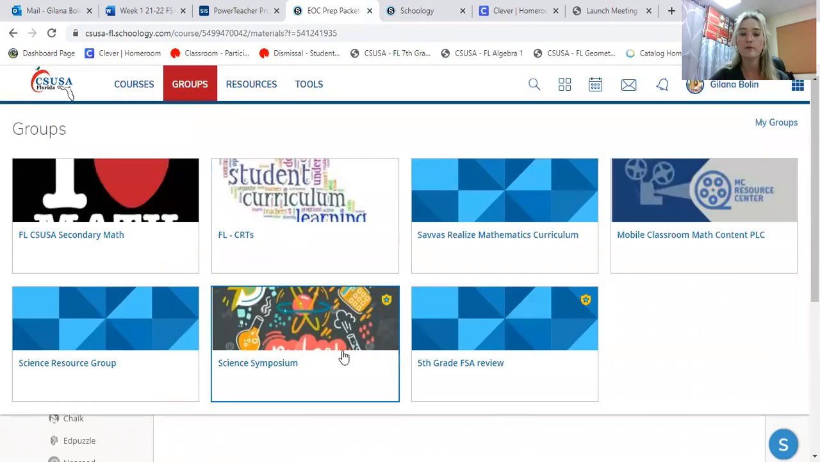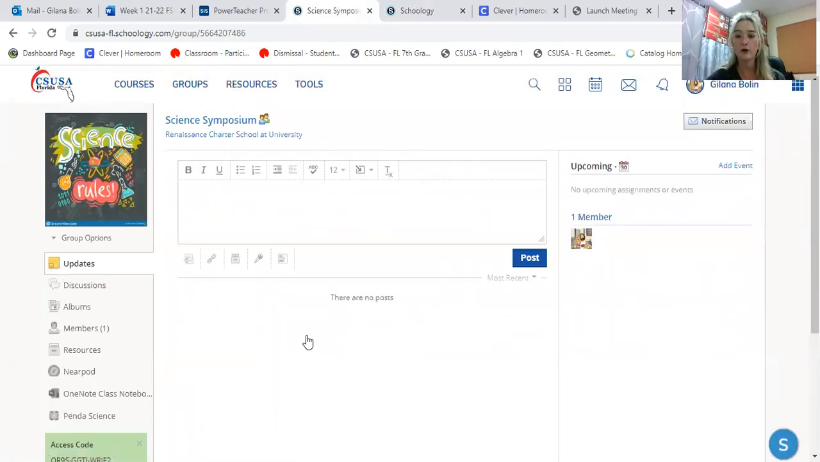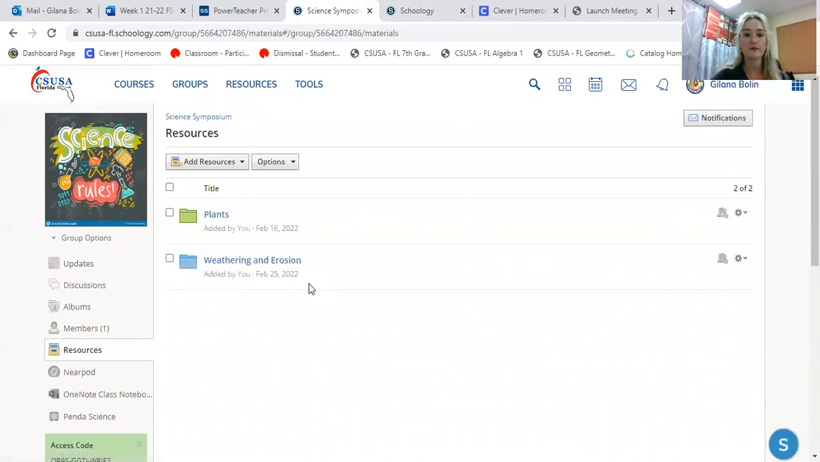I also created a group for Science Symposium, which is our 5th grade in-house hands-on lab. So what this is: our 5th grade cohort takes the FCAT this year, and their mastery helps us not only with their school grade, but with placement for upcoming courses in middle school. Here you can see some of the recent symposiums that we had. Our first one was on plants. The second one was on weathering and erosion. I need to update the third one, which was on moon phases.